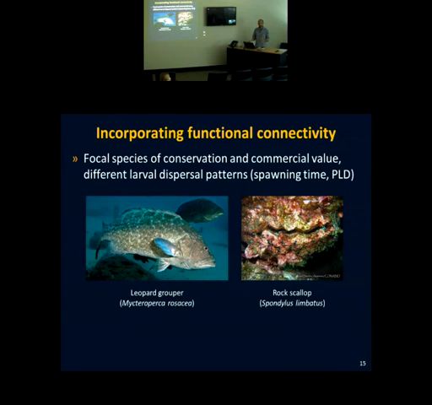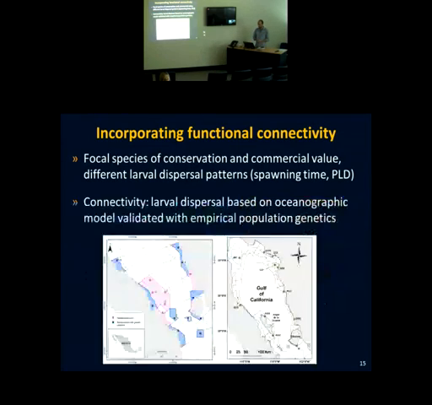some differences in their patterns of connectivity. One, they have different planktonic larval durations, which obviously will affect the connectivity. And second, they spawn at different times of the year, so the expected influence of the currents will be different at different times of the year. Both are of economic importance, and both are species of conservation concern as well.